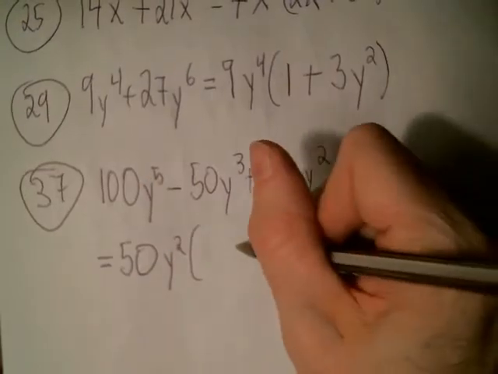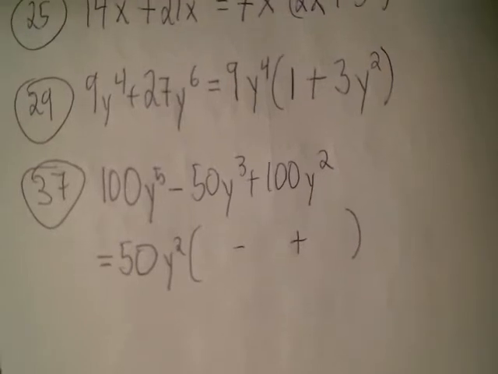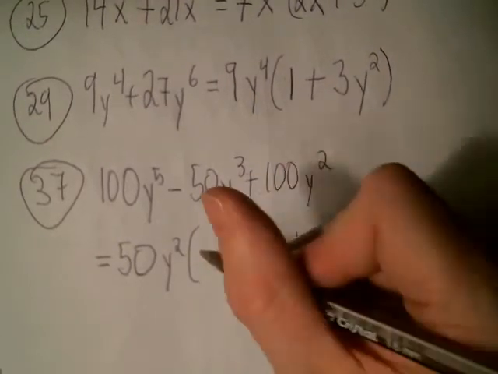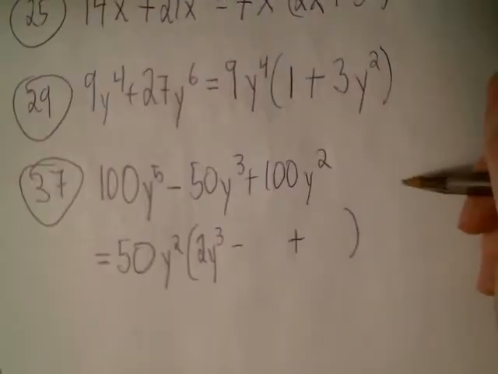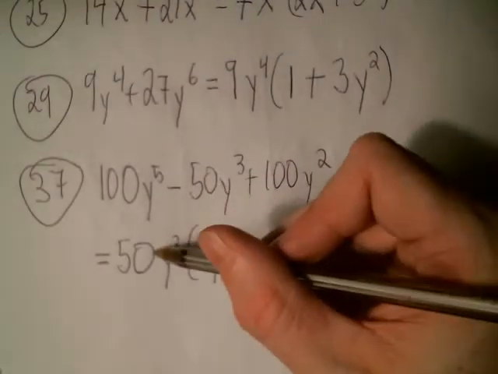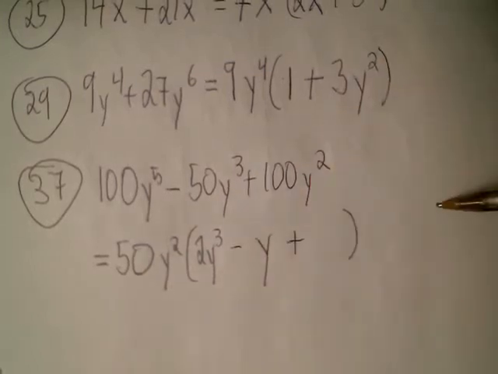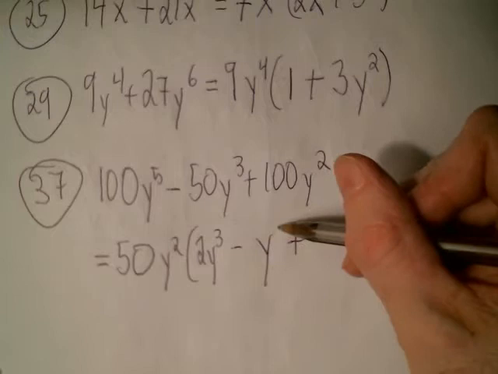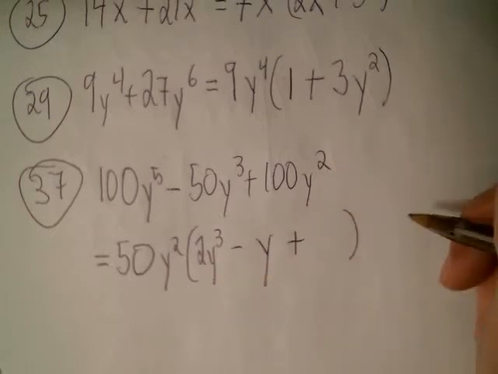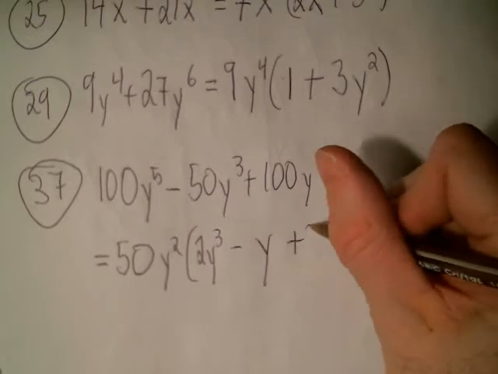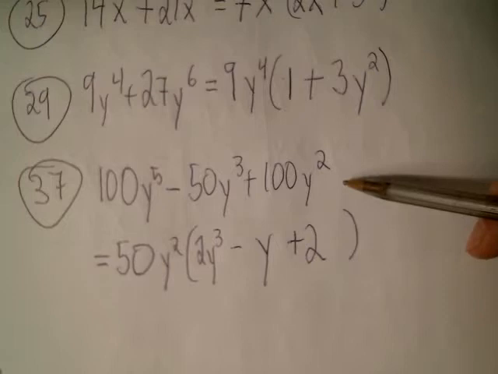And then you could work it like a fill in the blank. So 50y squared times 2y cubed. And then we're going to need a y here. So y squared times y to the 1. Add the exponents, you get y cubed. And then finally, 50y squared times 2 should give me the 100y squared.